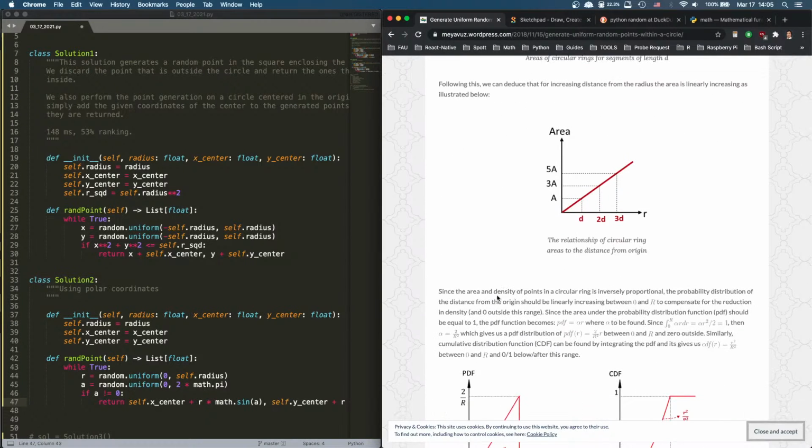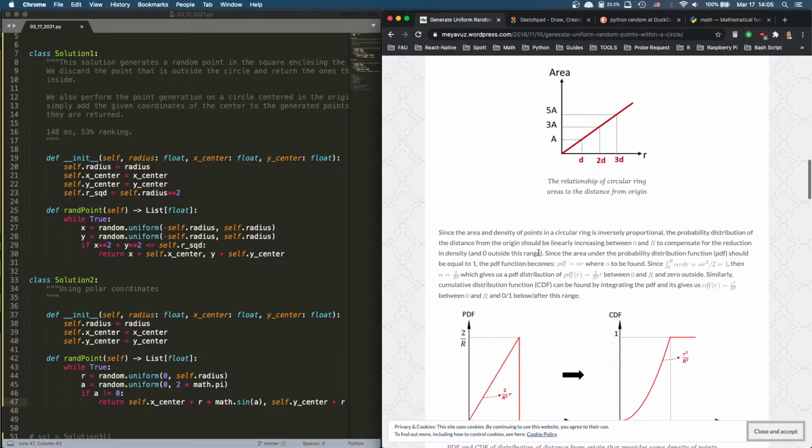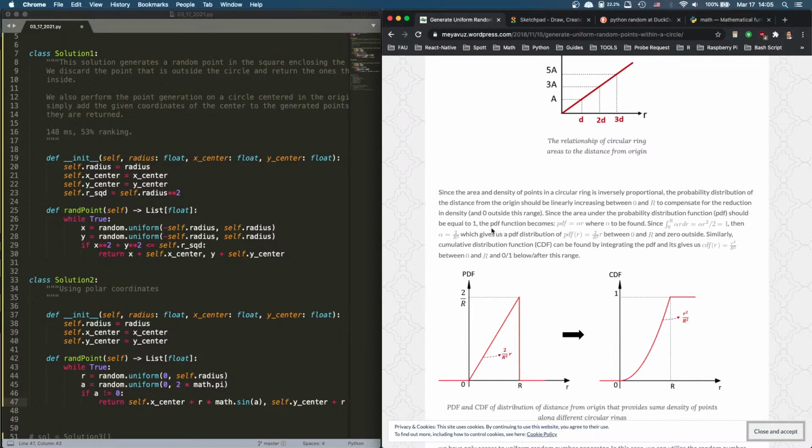Okay, since the area and density of points in a circle ring are inversely proportional, the probability distribution of the distance from the origin should be linearly increasing between 0 and R to compensate for the reduction in density. Yes, since the area under the probability distribution function should be equal to 1, the PDF function becomes, where A is to be found.